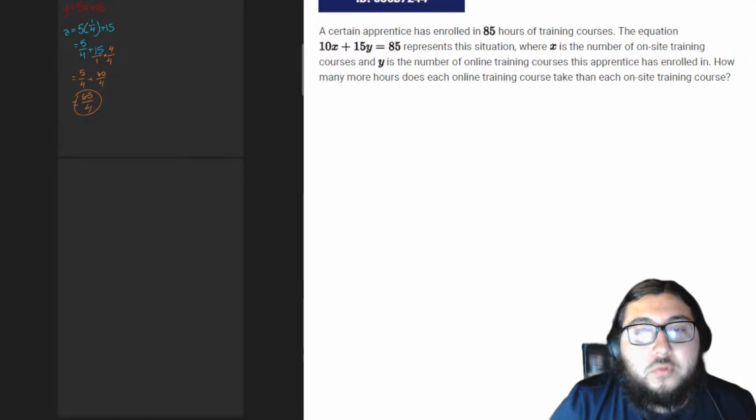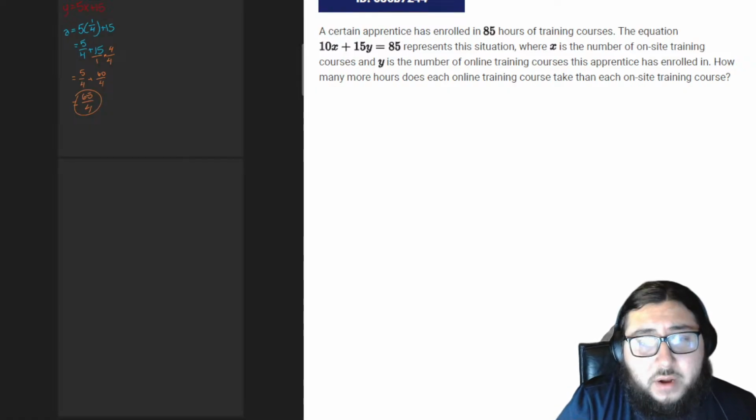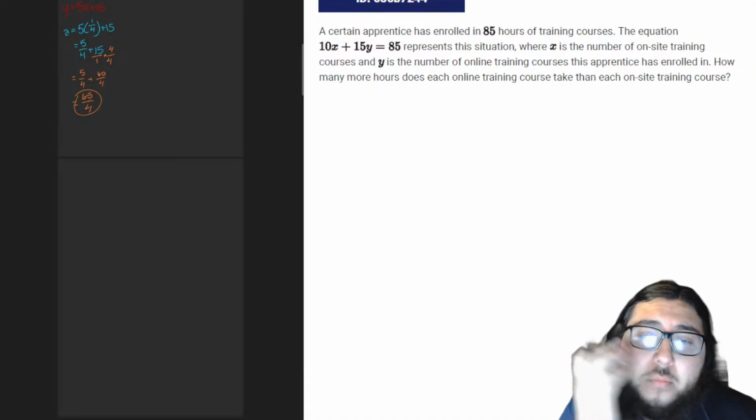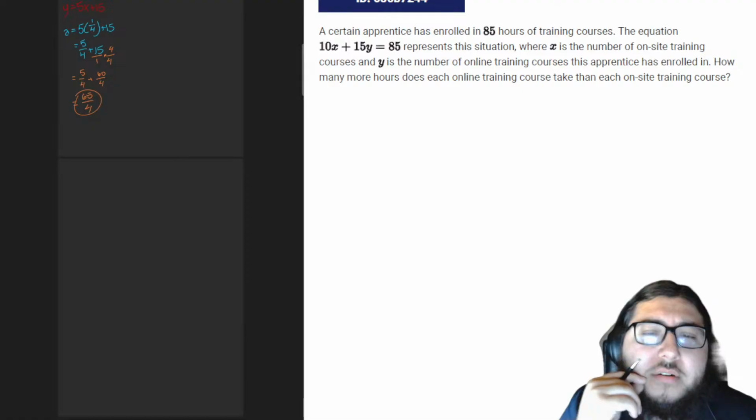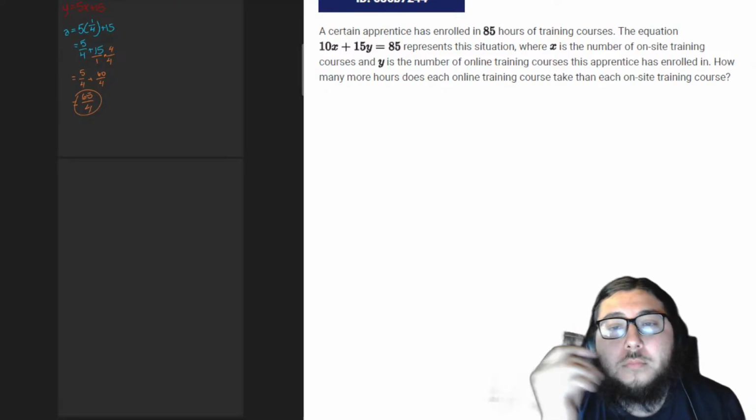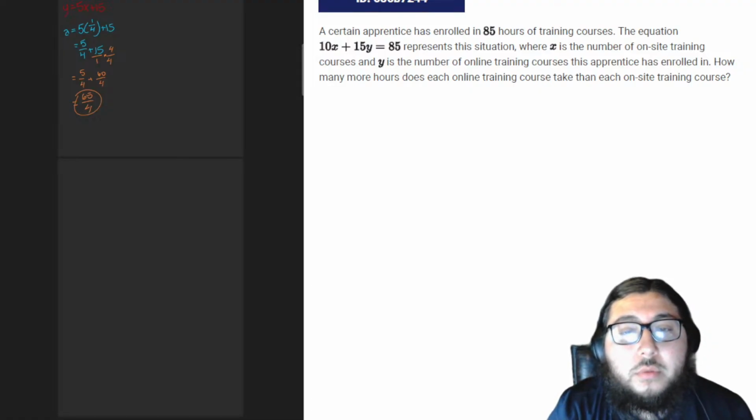A certain apprentice has enrolled in 85 hours of training courses. The equation 10x plus 15y equals 85 represents this situation, where x is the number of on-site training courses and y is the number of online training courses the apprentice has enrolled in. How many more hours does each online training course take than each on-site training course? So x is the number of on-site training courses.